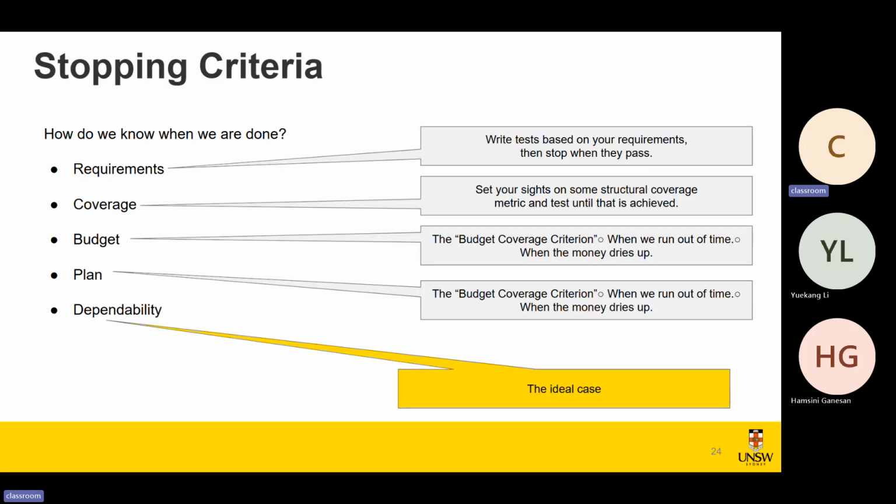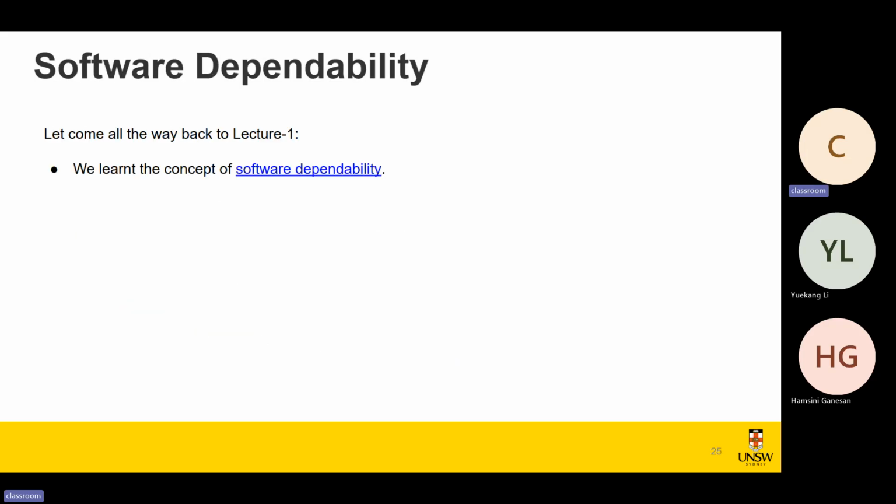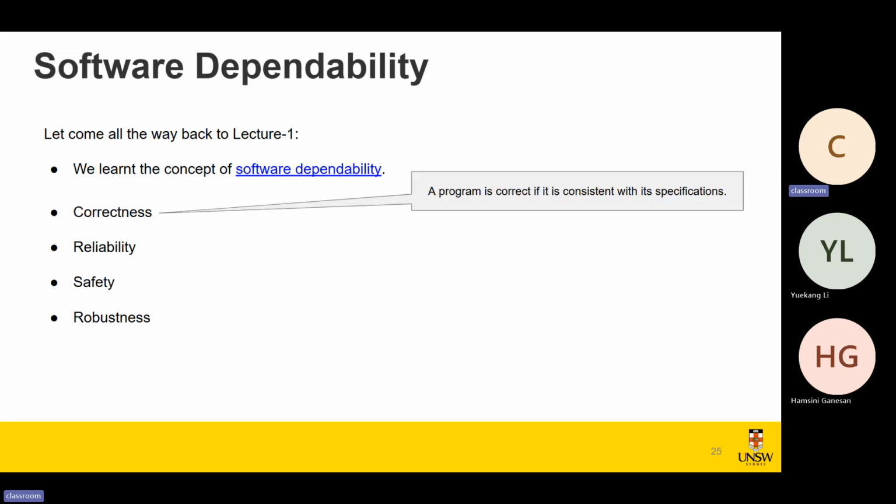But the ideal case is to somehow measure the dependability of the software. If the software is dependable enough, then we stop testing. Remember, software dependability is a concept introduced all the way back in lecture 1. Software dependability is made up of correctness, reliability, safety, and robustness. Let's have a quick recap of all these 4 concepts.